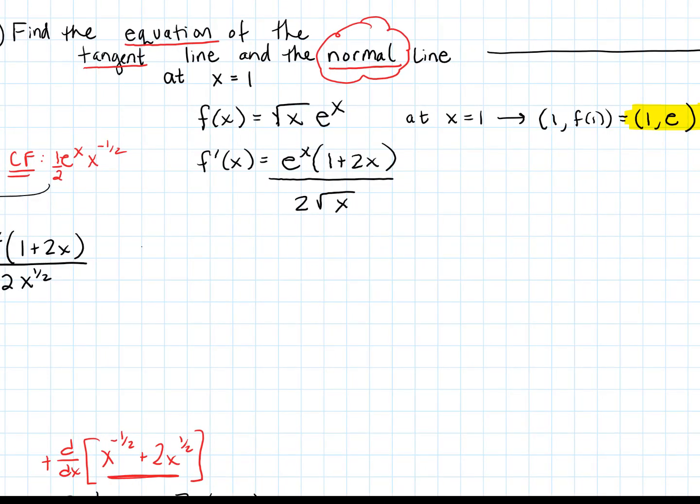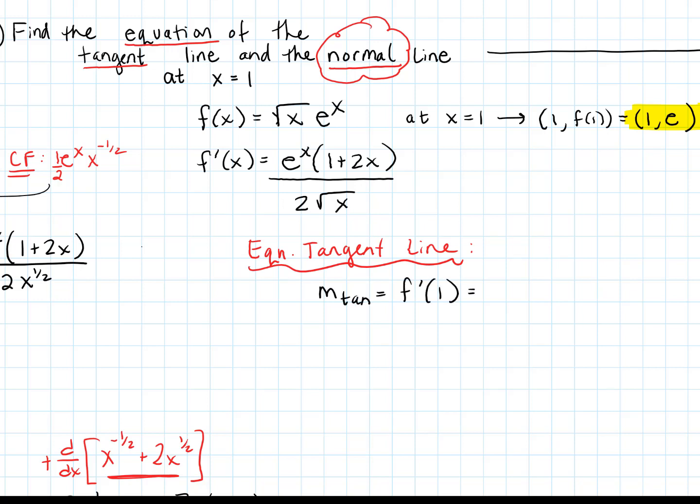And now let's write the equation of the tangent. And then once we've got that, we'll do the equation of the normal line. So the equation of the tangent line. Let's start with the slope. So the slope of a tangent is going to be f prime of 1. And so we already have our derivative, so let's just plug it in.